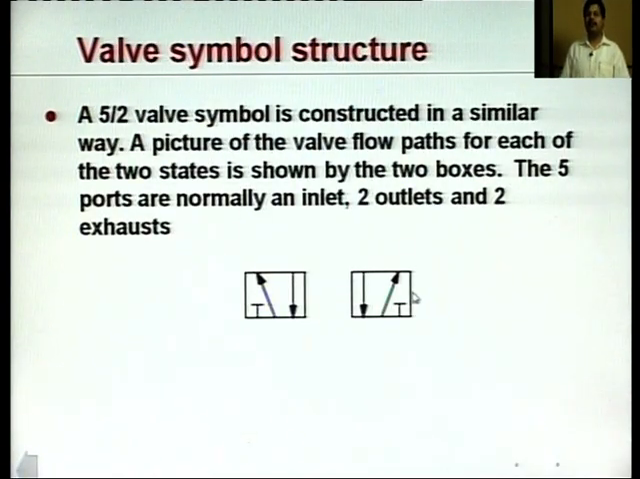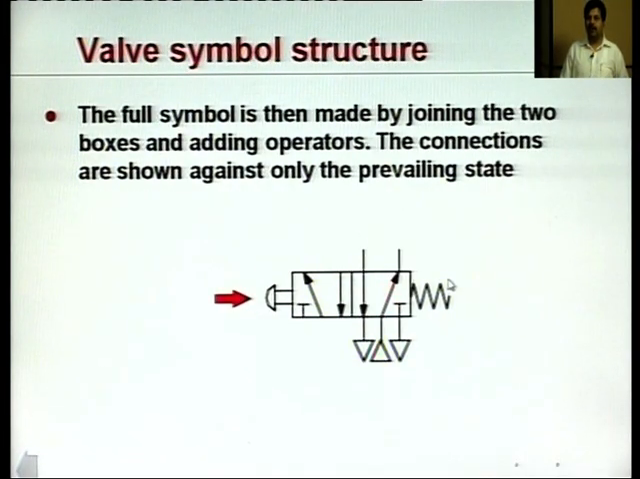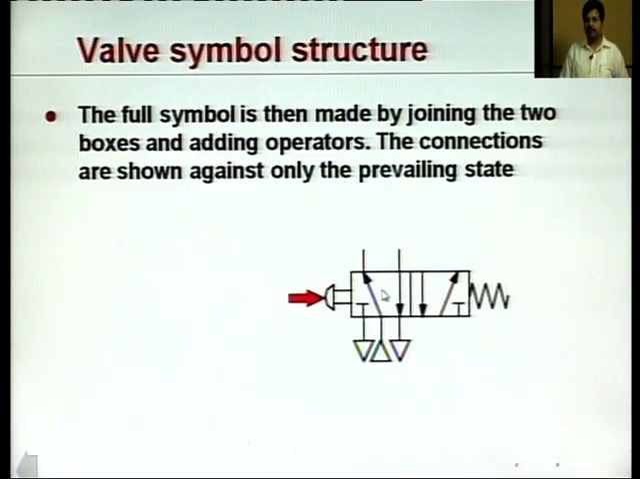The same thing we can learn for a 5/2 direction control valve. Instead of having 3 ports, in this type of valve we have 5 ports: 1, 2, 3, 4 and 5. Similarly, these are the 2 positions of this particular 5/2 direction control valve. This is the complete picture of a 5/2 direction control valve. It shows that the middle port is connected to the inlet, whereas these 2 ports are connected to the exhaust, and these are 2 operational ports which are shown over here.